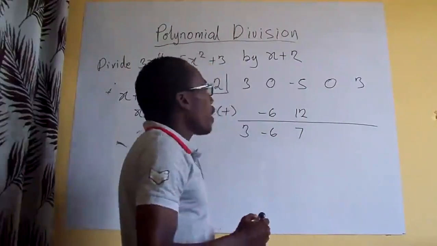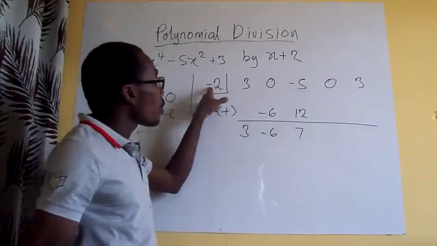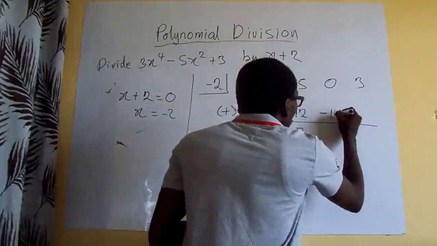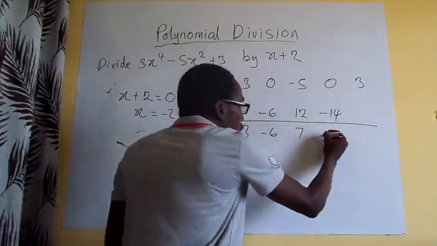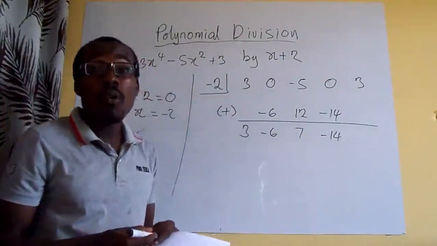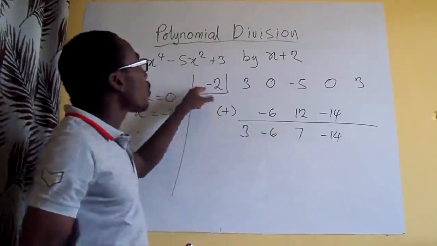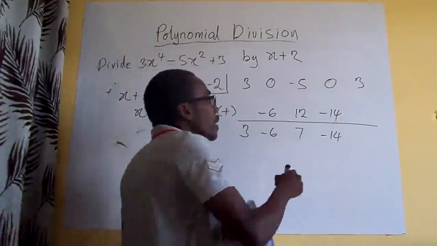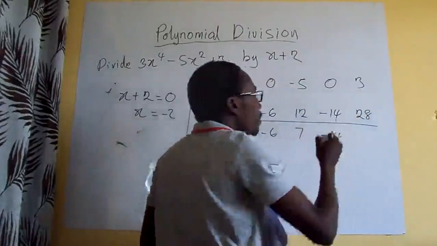Okay. Now if you get positive 7, you go ahead to multiply minus 2 by 7, and that gives you minus 14. And that's also the summation of 0 and negative 14, which gives you minus 14. The last thing to do is to multiply the minus 2 by the minus 14, as you can see here, and that gives you positive 28.